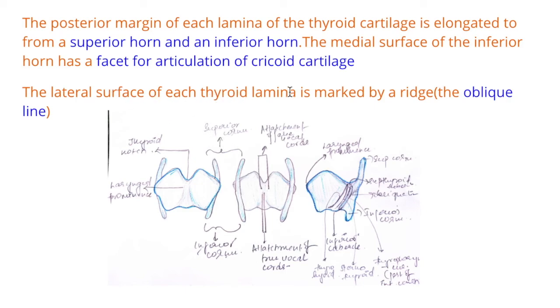Okay, so the inferior horn articulates with the facet on the cricoid cartilage, and the lateral surface of each thyroid lamina is marked by a ridge, which is the oblique line. Okay, this is the site of attachment for certain muscles. So this is what we have for the thyroid cartilage. We saw it was two laminae, and there was a laryngeal prominence where they joined, and superiorly it was deficient with the thyroid notch. The posterior surface had the superior horn and the inferior horn, and on the lateral surface of the thyroid lamina there was a ridge, which was the oblique line.